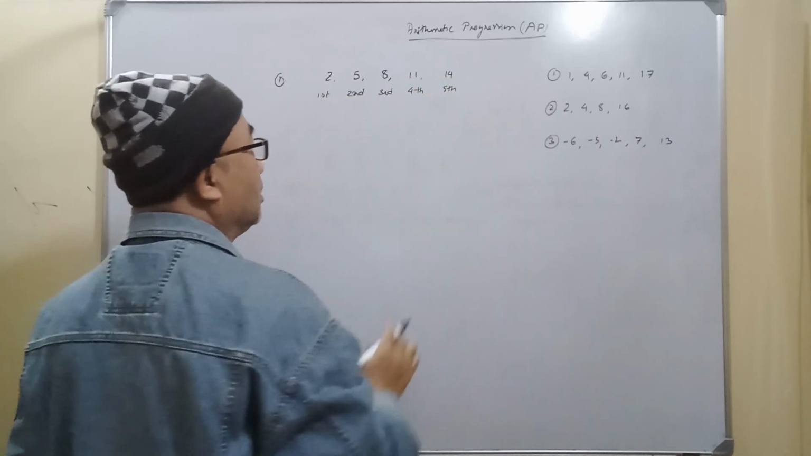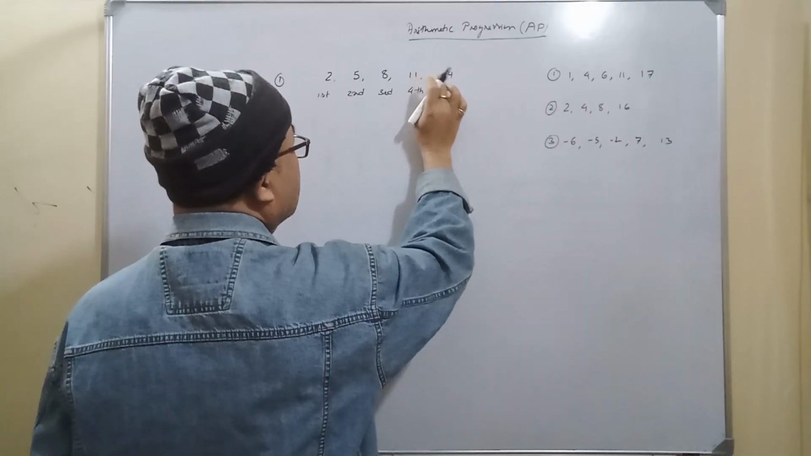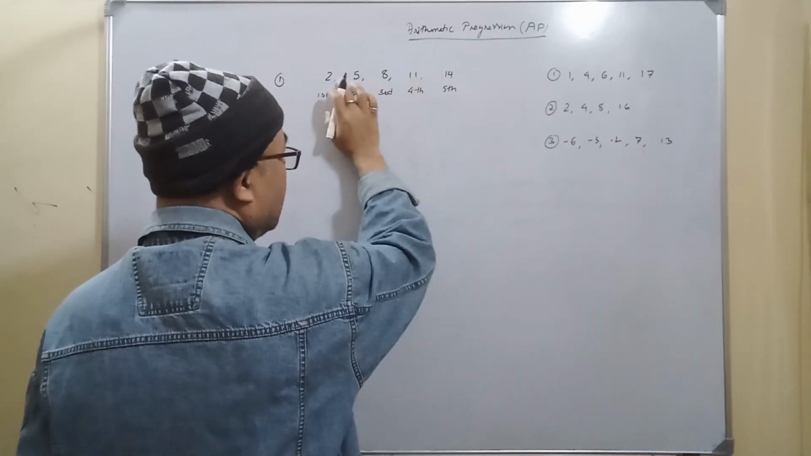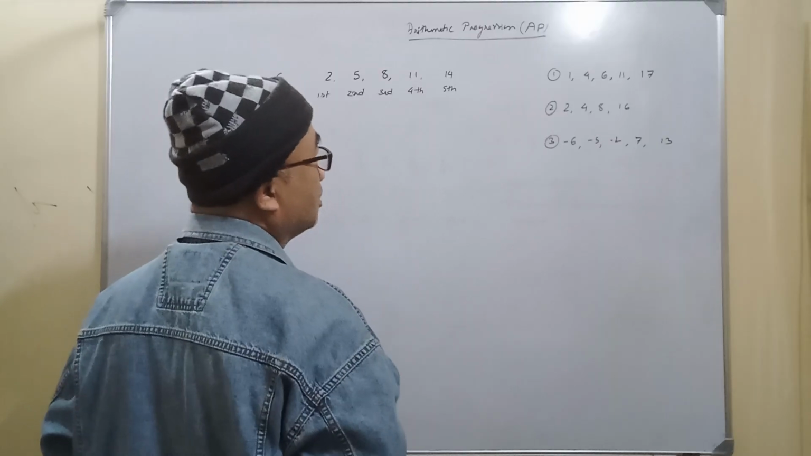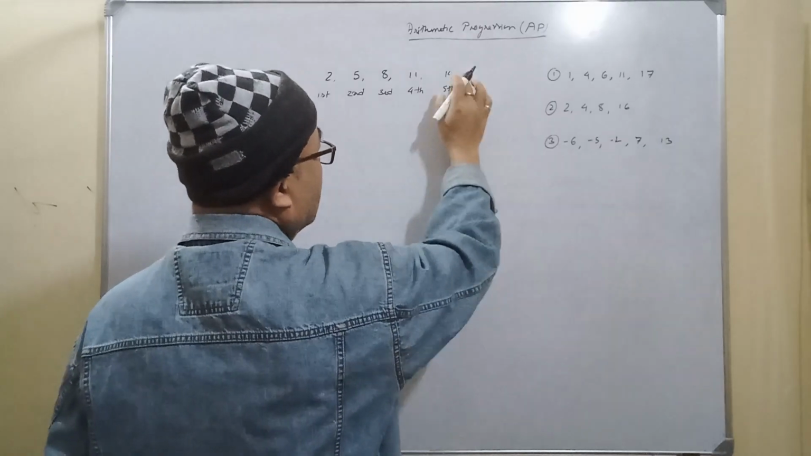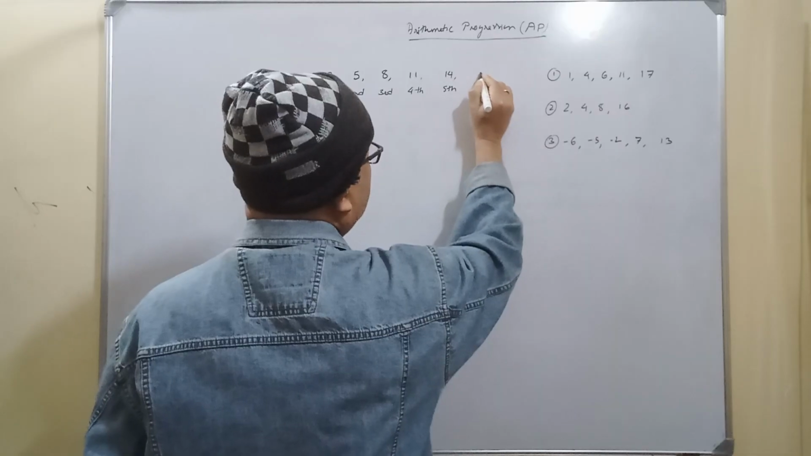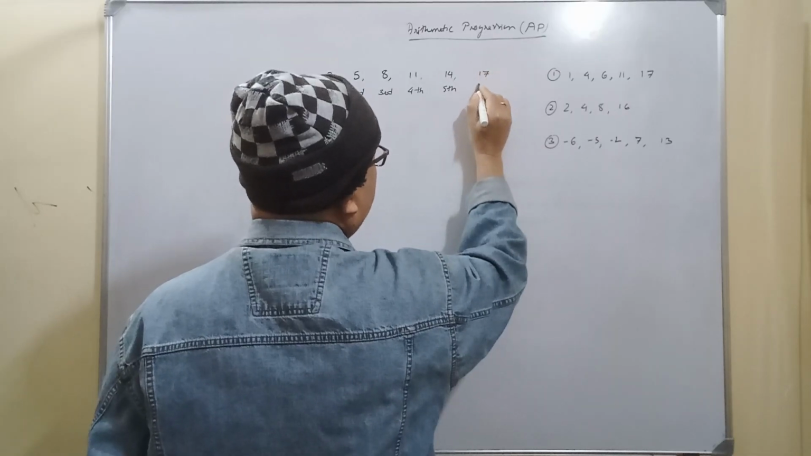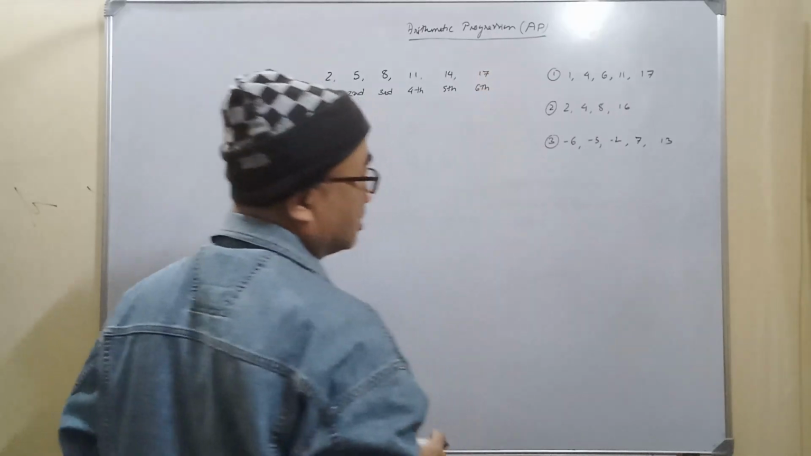Why? Because the difference between these two is 3, which is the common difference of this arithmetic progression. So it will be 14. And what will be the next one? It will be 17, and so on.